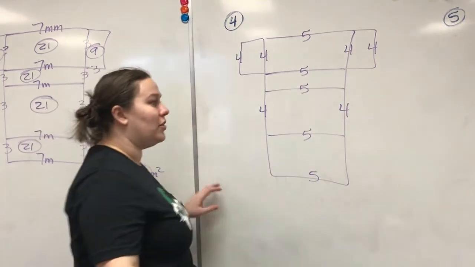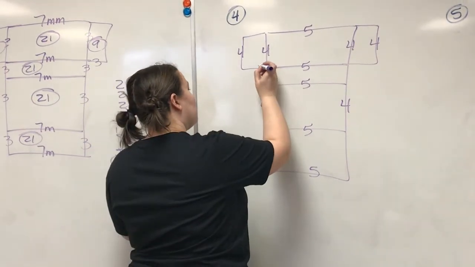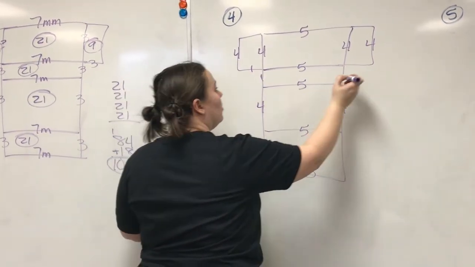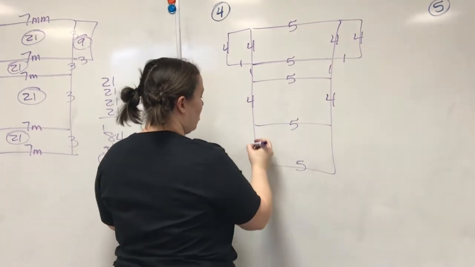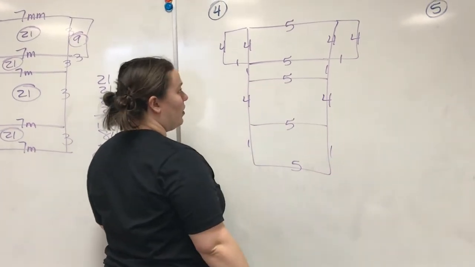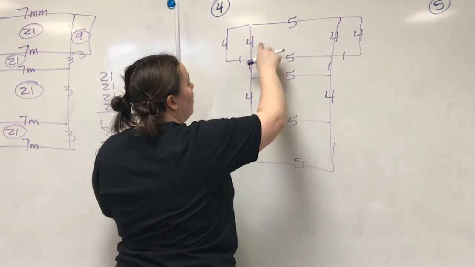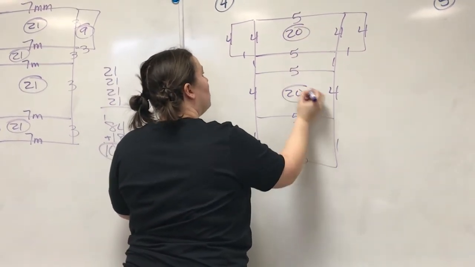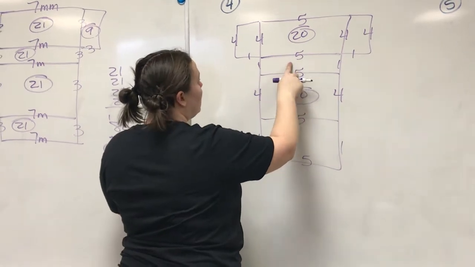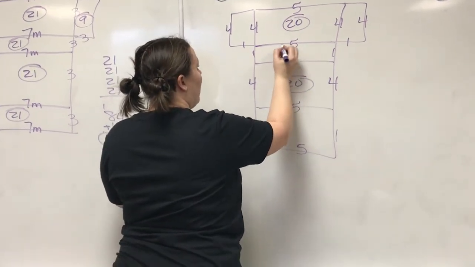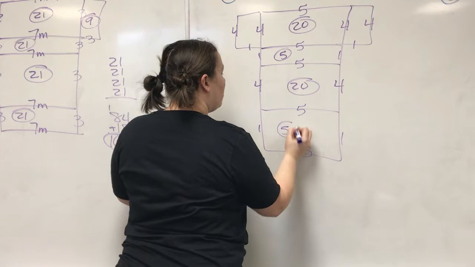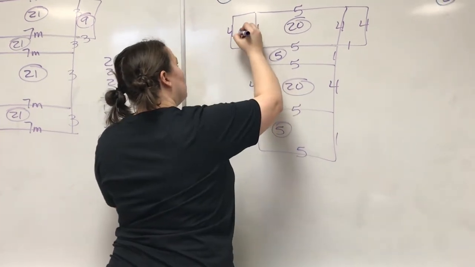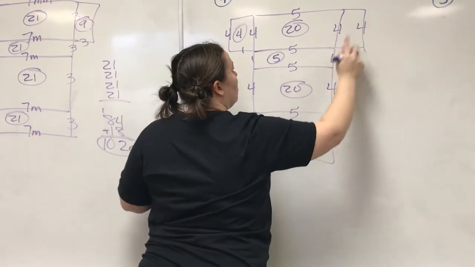Okay? And then you just have little boxes left. Little boxes go in the corner and its partner. Okay? Then you just find the area. This is 20. Its partner is 20. Next little box, 5 and 1 is 5 and 5. And then the wings, 4 and 4.